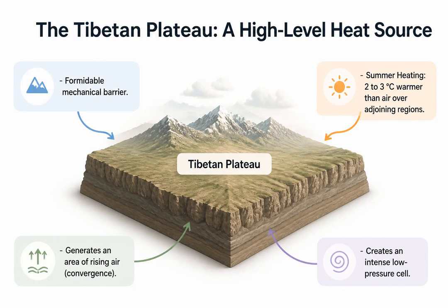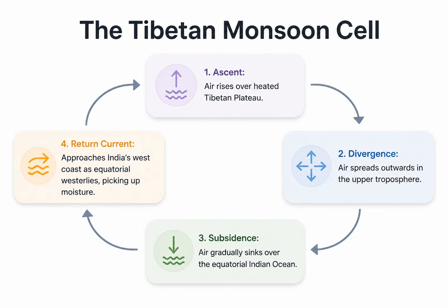The Tibetan Plateau is an enormous block of highland that acts as both a mechanical barrier and a high-level heat source. During the summer, this massive plateau gets baked by the sun, becoming 2 to 3 degrees Celsius warmer than the surrounding air. Because it acts as a massive radiator in the middle of the troposphere, it heats the air above it, causing that air to rise. This rising air, or convergence, creates an intense low-pressure cell right over Tibet. This rising air over Tibet sets off a massive atmospheric circulation, known as the monsoon cell.